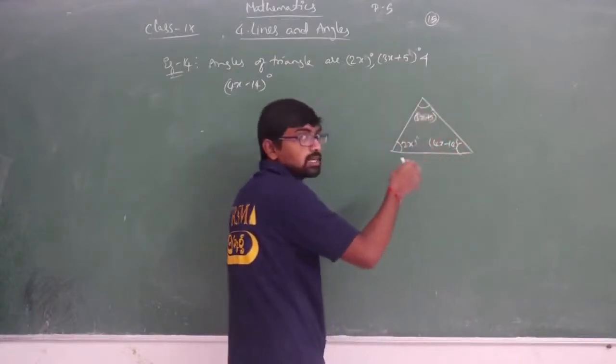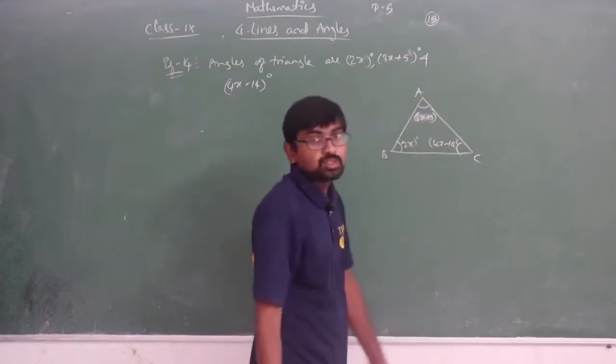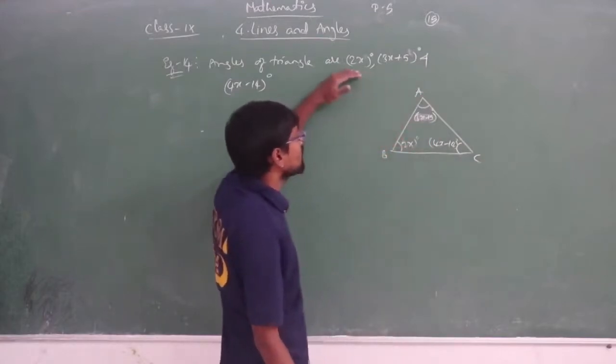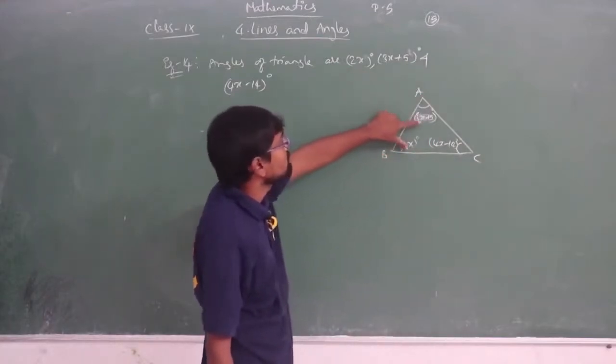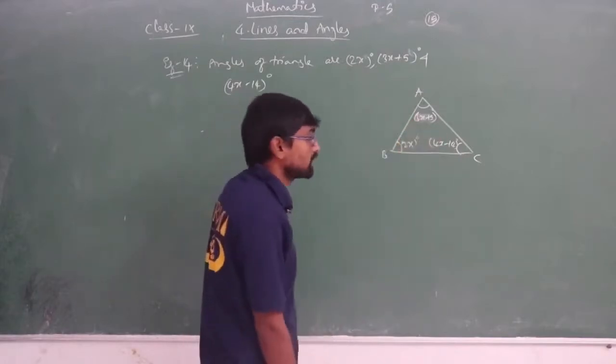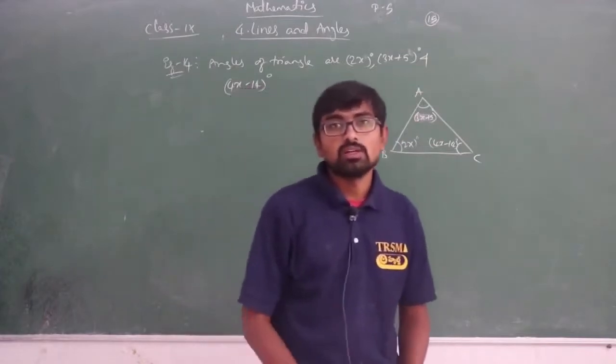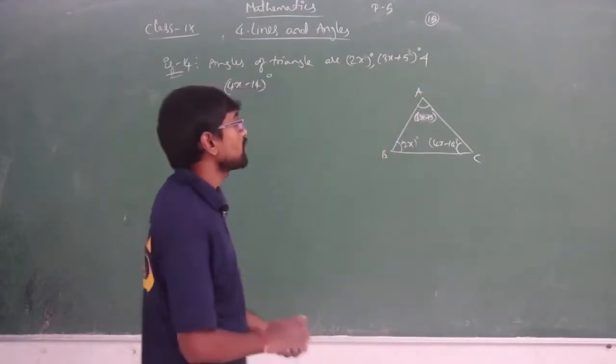I am just assuming a triangle ABC. In that triangle he had given the 3 angles: one angle is 2x, the second one is 3x plus 5 and the third one is 4x minus 14. What you need to do is find the value of x. So how will you find the value of x?